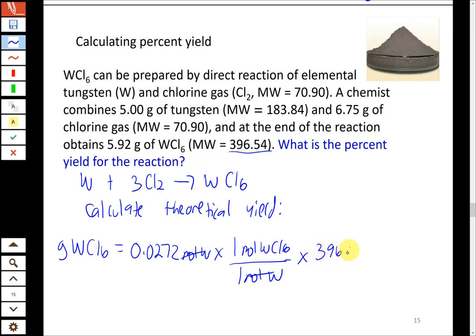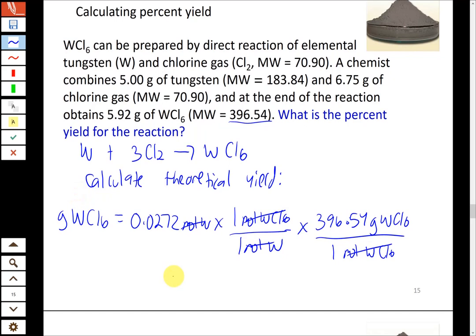So 396.54 grams of that product for every 1 mole. All right, and so that gives us a number of 10.8 grams of WCl6. All right, and again, that number is our theoretical yield, the most amount of product we can get, starting with this amount of the two reactants that were given, okay? So that's the theoretical yield, the maximum amount that we can form.